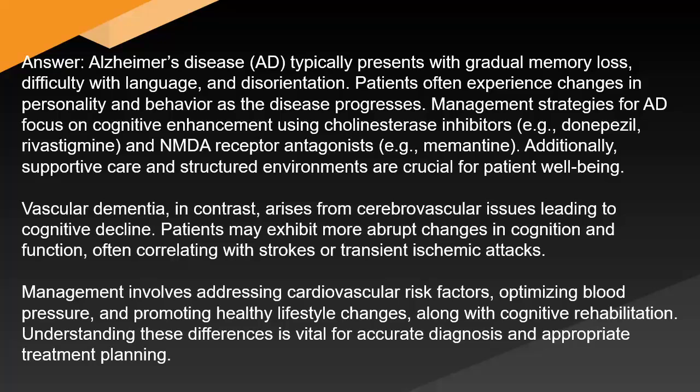Vascular dementia, in contrast, arises from cerebrovascular issues leading to cognitive decline. Patients may exhibit more abrupt changes in cognition and function, often correlating with strokes or transient ischemic attacks. Management involves addressing cardiovascular risk factors, optimizing blood pressure, and promoting healthy lifestyle changes along with cognitive rehabilitation. Understanding these differences is vital for accurate diagnosis and appropriate treatment planning.